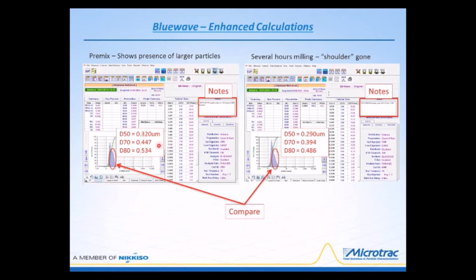But you can see the differences in the particle size, and particularly around the 70, 80 percentiles, you can see how the data has shifted down to the smaller sizes.